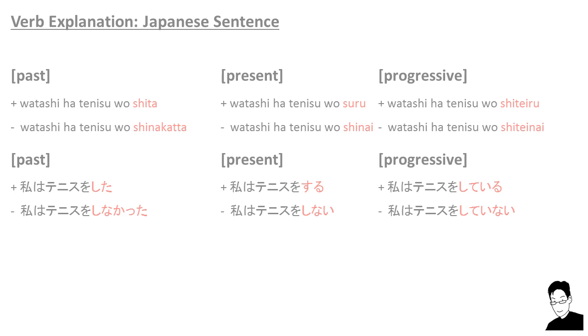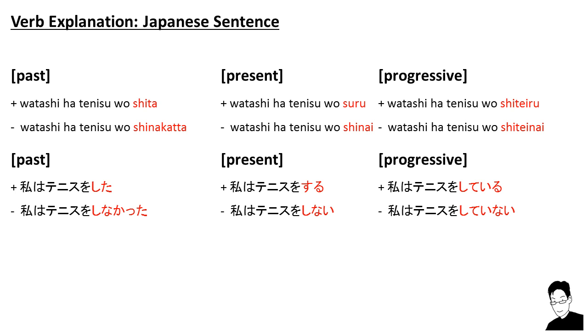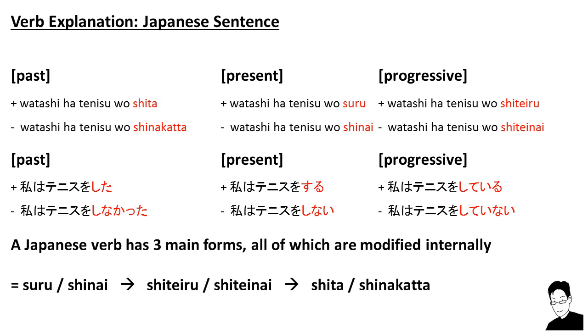Now, let's look at the same sentences in Japanese. As we can see here, aside from the Japanese SOV order versus the English SVO order, the verbs, highlighted in red, are all modified internally. They do not use any external words to modify their tense or meaning, and in being modified internally seem to change in some pretty crazy ways. However, if we look closely enough, we can see some patterns.